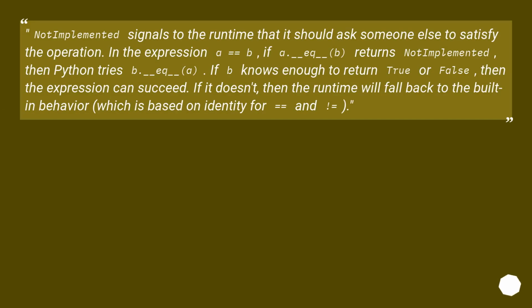NotImplemented signals to the runtime that it should ask someone else to satisfy the operation. In the expression A == B, if A.__eq__(B) returns NotImplemented, then Python tries B.__eq__(A). If B knows enough to return true or false, then the expression can succeed. If it doesn't, then the runtime will fall back to the built-in behavior, which is based on identity for equals and not equal.